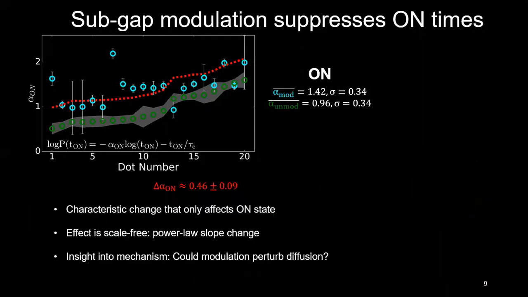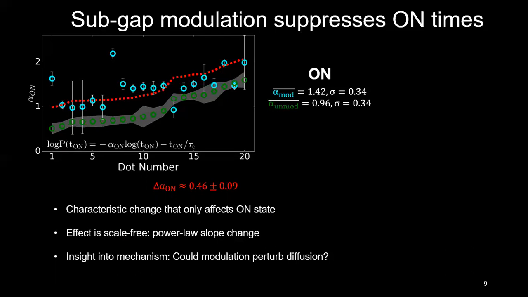Turning back to the on slopes, we noticed that the change at our highest modulation power seemed characteristic. It seems to affect every dot the same way, regardless of what the initial slope was, and it seemed to have the same amount of effect each time. It really did seem to be scale-free and increases almost the same amount for each dot. We find it a little bit curious that our average slope change was close to a half integer number, and we started to think about other ways that slope changes could arise.